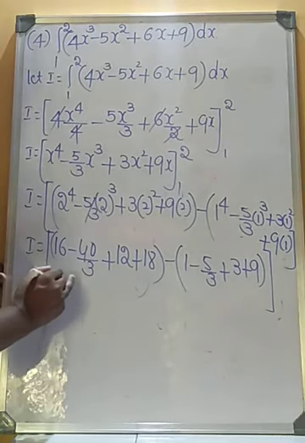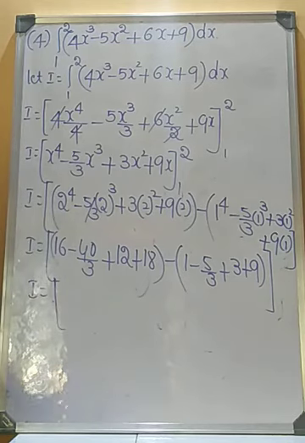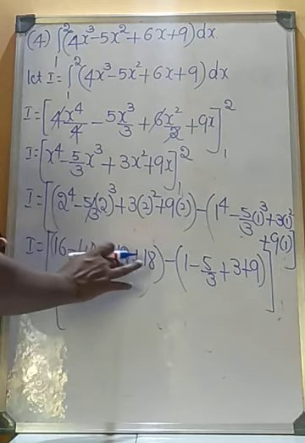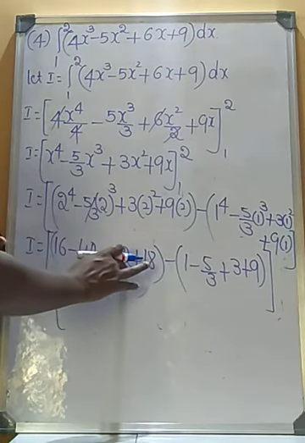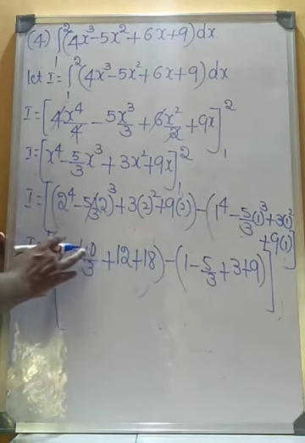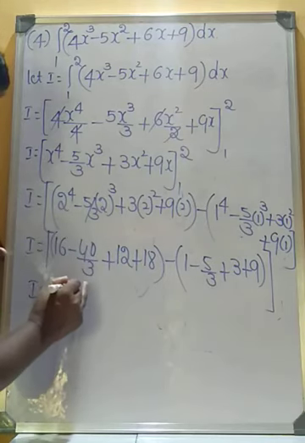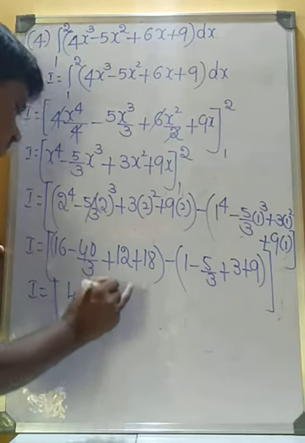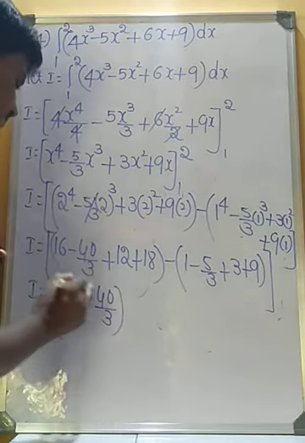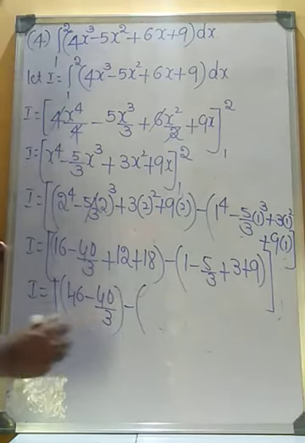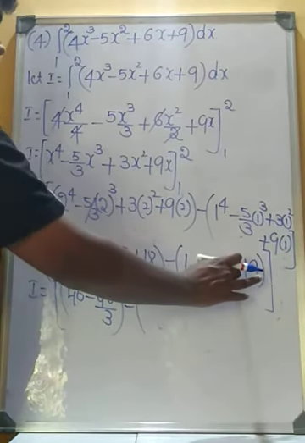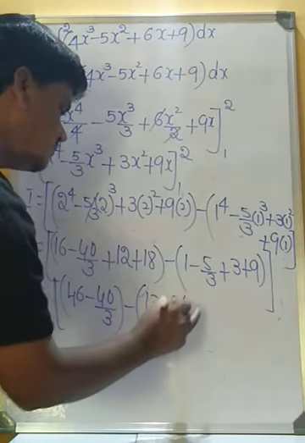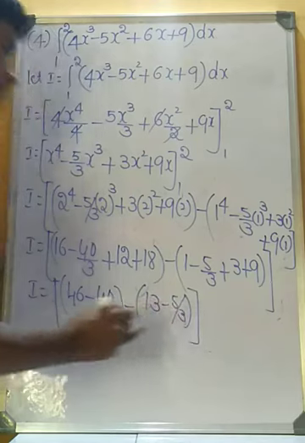Therefore I equals, LCM is 3, or 16 plus 12, 18 plus 12, 30, 30 plus 16, 46, minus 40 dividing by 3, minus 3 plus 9, 12, plus 1, 13, minus 5 by 3.